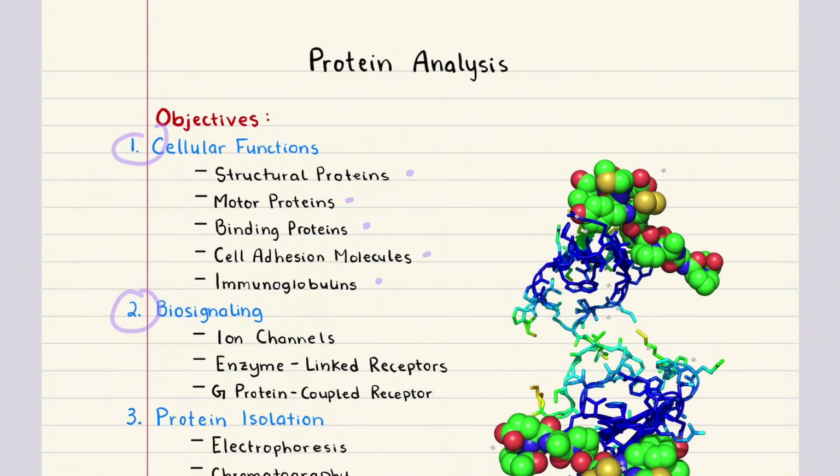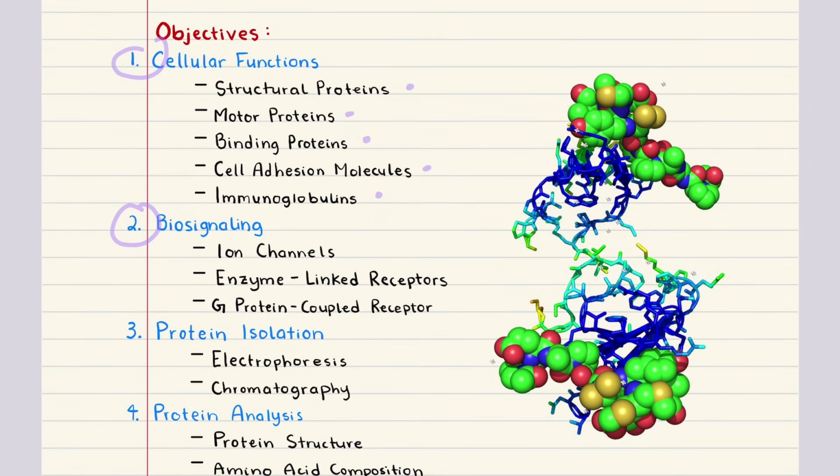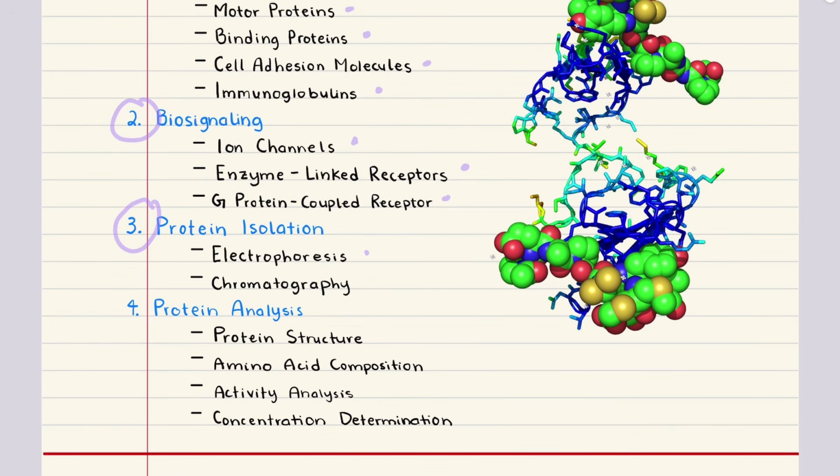Next, we're going to look at biosignaling. This section covers how proteins help transmit signals in the body using mechanisms like ion channels, enzyme-linked receptors, and G-protein-coupled receptors. Then we're going to move on to protein isolation techniques. We're going to go over two major methods, electrophoresis and chromatography, and learn how scientists separate proteins from complex mixtures.